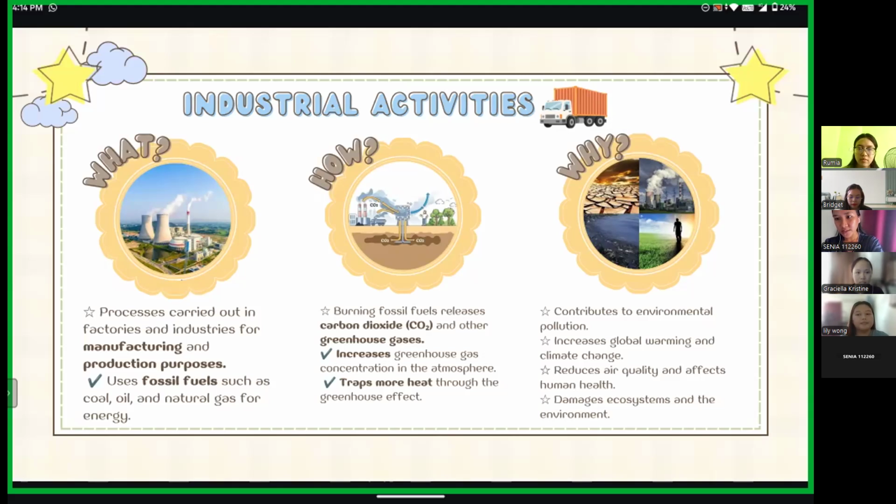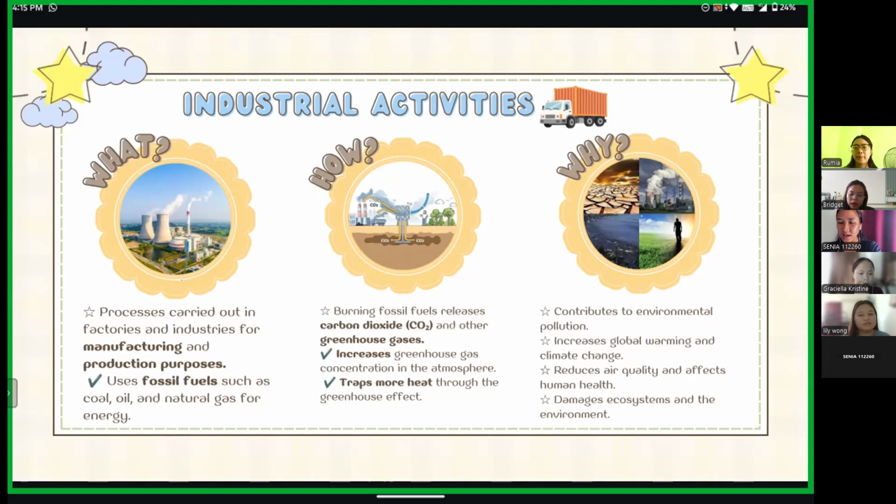Industries are very important because they support economic growth and provide products that people use in their daily life. However, these industrial activities also have a major impact on the environment, especially in terms of global warming. So, how do industrial activities contribute? Industrial activities have a negative impact on global warming, mainly through the burning of fossil fuels.